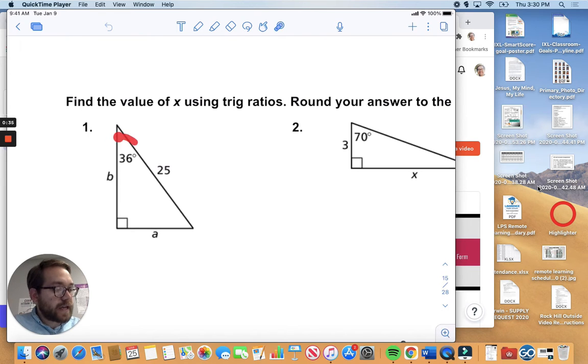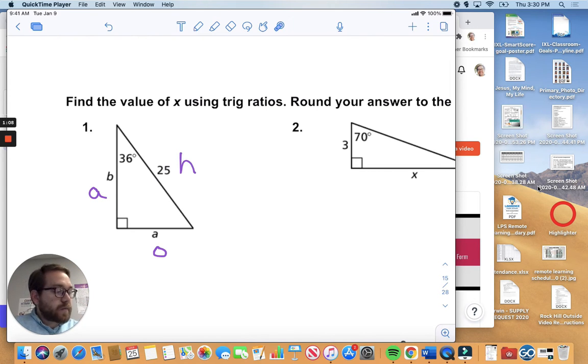So I first noticed that I have my angle here, 36 degrees, and I know the hypotenuse of this right triangle has a length of 25, and I want to find A and B. What are those measurements going to be equal to? So if I identify that I have 36 as my reference angle, I'm then going to define what's my opposite and adjacent and hypotenuse. So if 36 is over there, this is the opposite side, this is the adjacent side, and this is my hypotenuse. Okay.